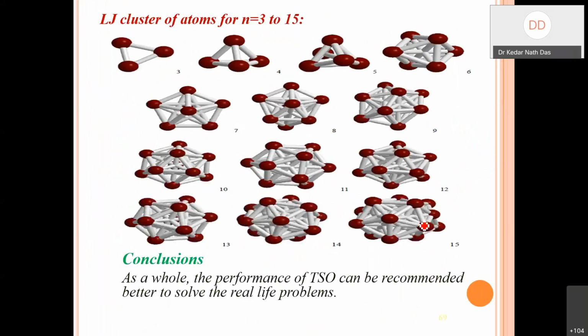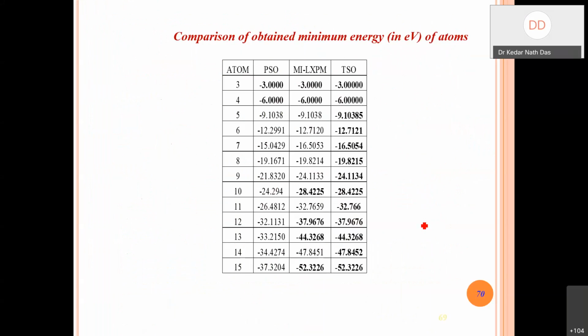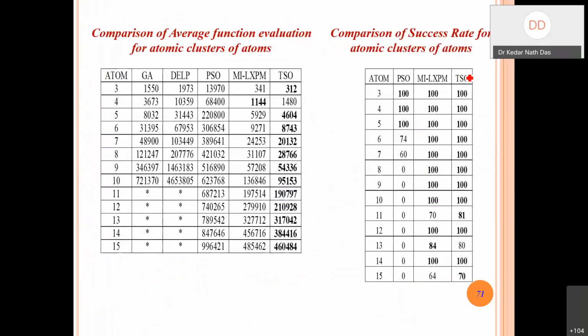Then it has been applied to the Lennard-Jones potential, which is having the interaction between these atoms actually from 3 to 50 number, that is called the LJ potential problem, where you can see that TSO is giving better minimum energy in the interaction in terms of electron volts. So the success rate of TSO is also better in terms of 100 number of runs, and how many times we are going to achieve the best result has been actually compared with the near competitors like PSO and MILSPM.